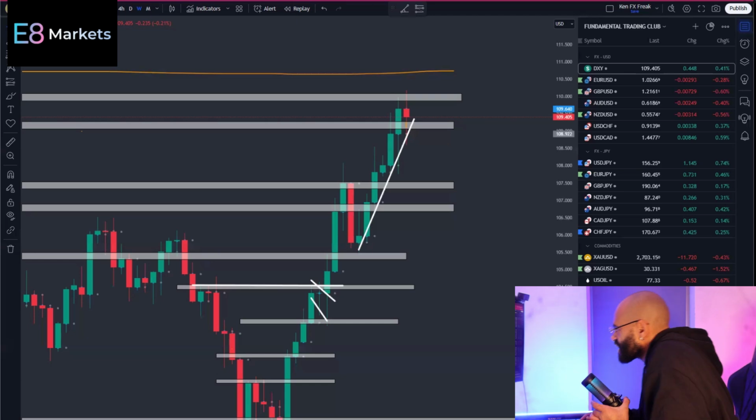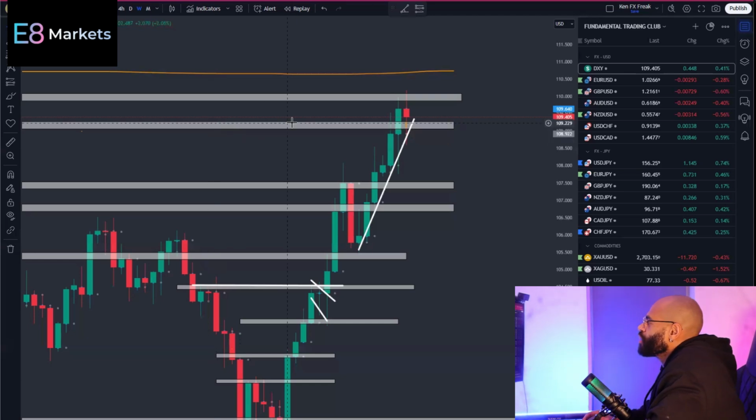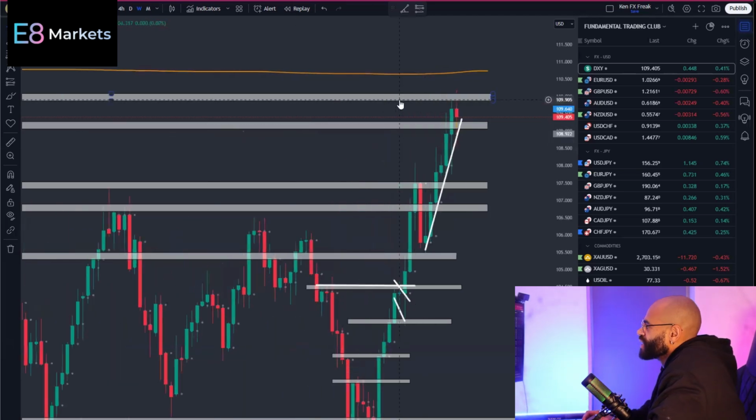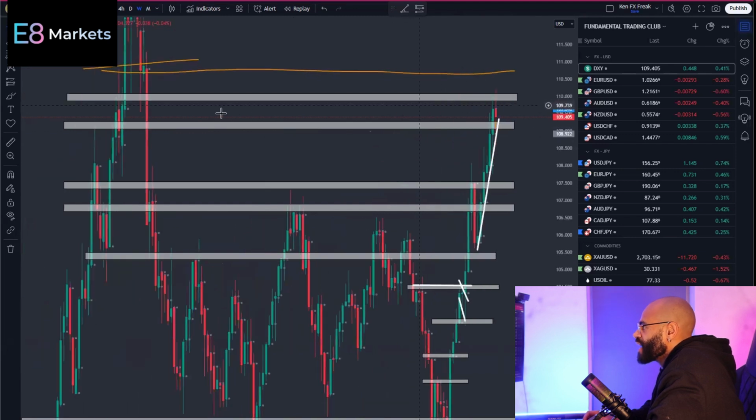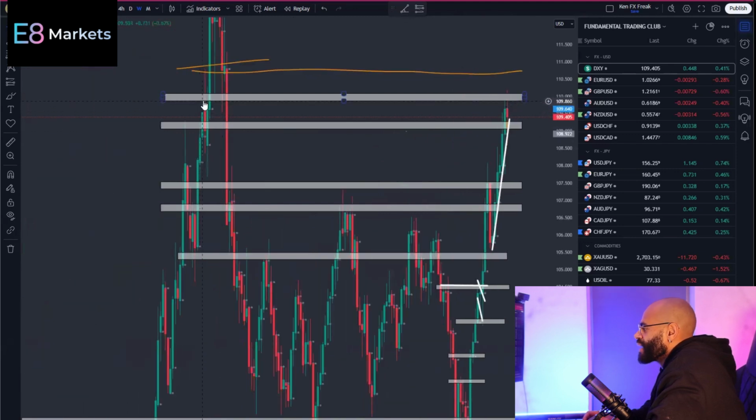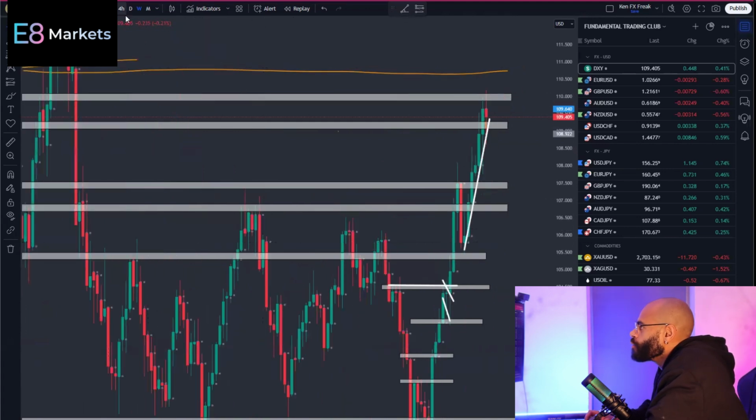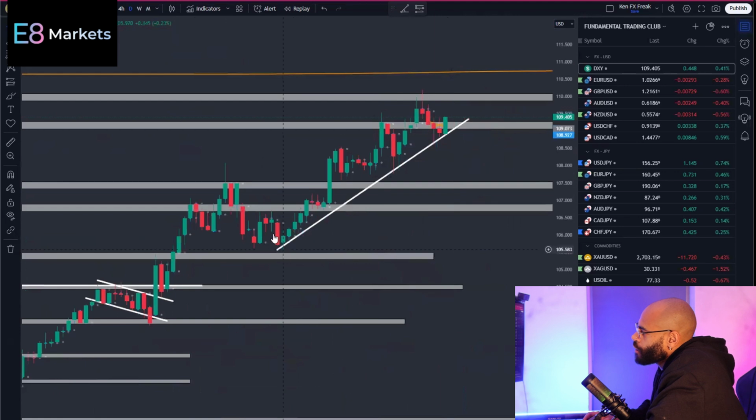But given how strong the macros are for the dollar, if we do get any potential pullback, I see it as limited. If you look here at the dollar, as I said to you guys last week, this is a big supply area here at 110. We've run into that supply area, a little bit of friction, as you saw back in September, August 2022. But overall, when you look at the trend and the structure, we've been supported to the upside, higher highs, higher lows, all of that good stuff.